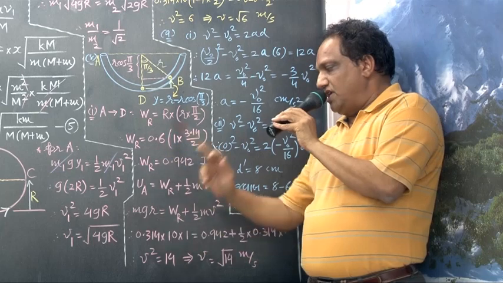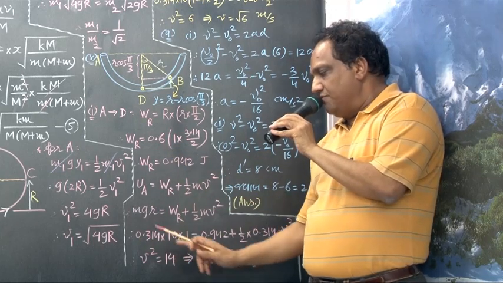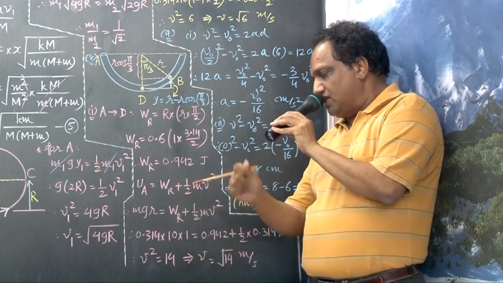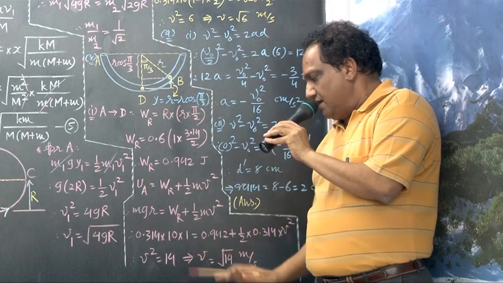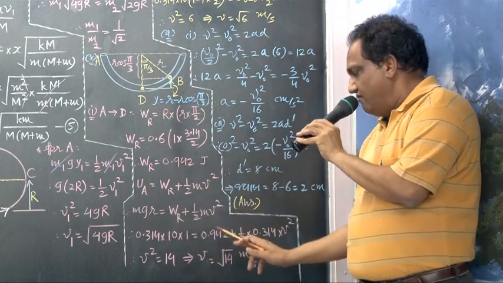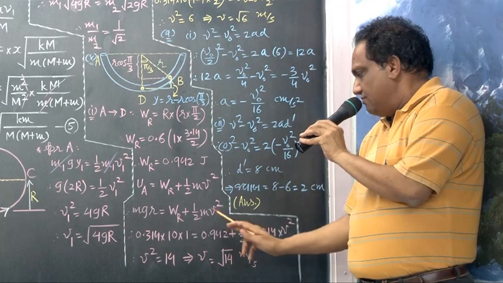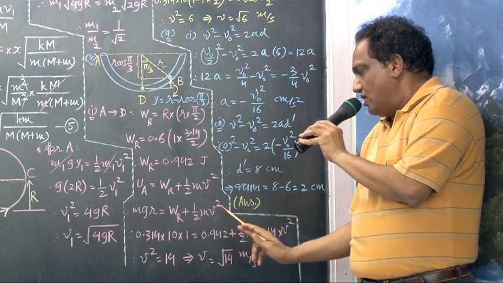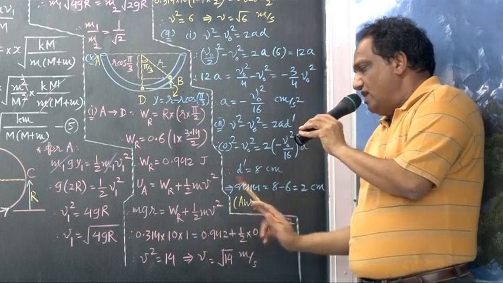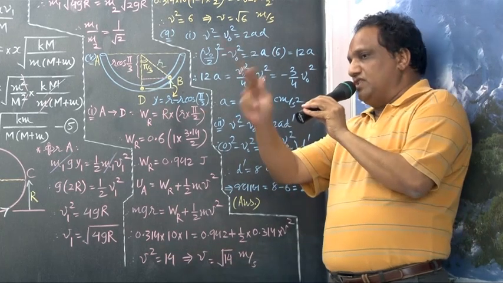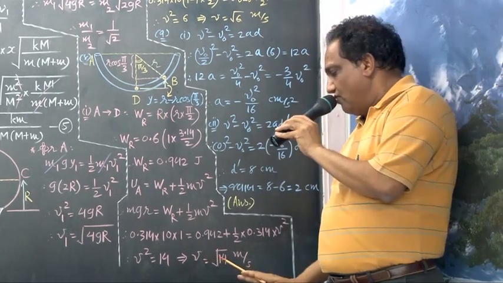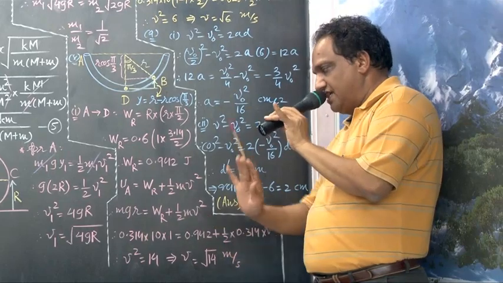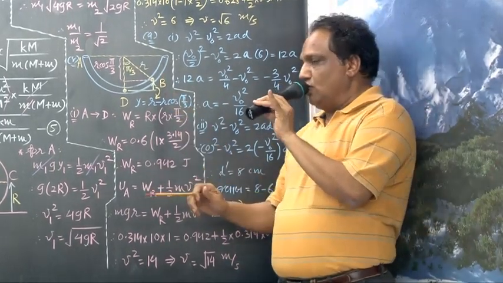What about the mass of the body? It was given as 0.314 kilogram. The g value is 10 meter per second square, and the radius is 1 meter. Wr we have found out to be 0.942. Half as it is, mass of the body 0.314 kilogram into v square. From here you get v square equal to 14. Once v square is 14, then v will be under root 14 meter per second. Same procedure here also, a bit difficult.